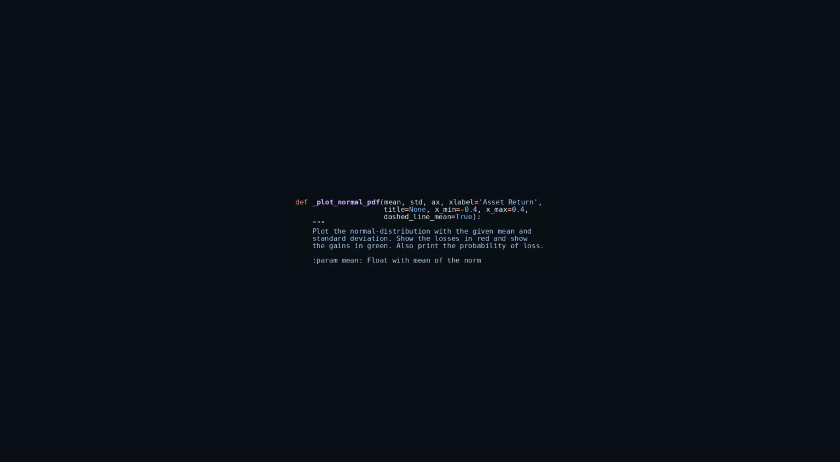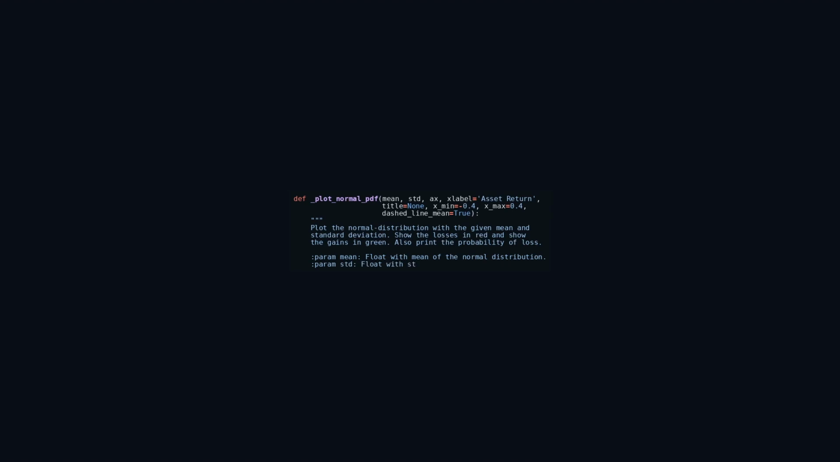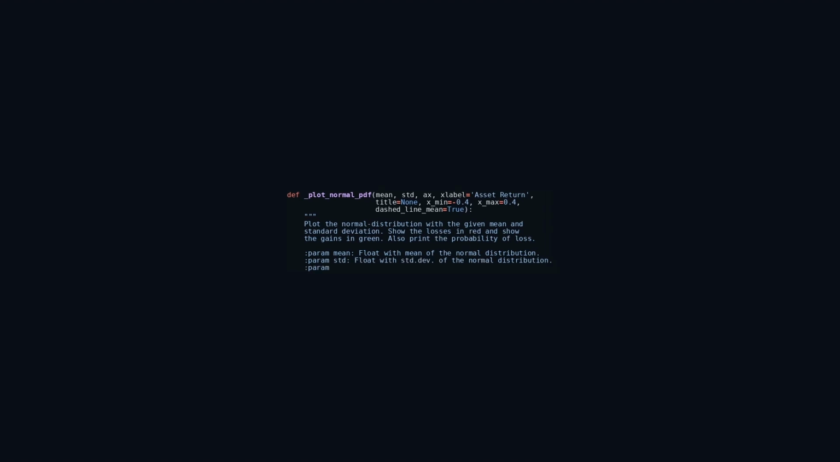The function plotNormalPDF generates a visual representation of the normal distribution using the specified mean and standard deviation. It accepts parameters such as the mean, standard deviation, a matplotlib object ax, x-axis label xlabel, plot title, x-axis range xmin and xmax, and an optional boolean to determine whether to plot a dashed line at the mean.